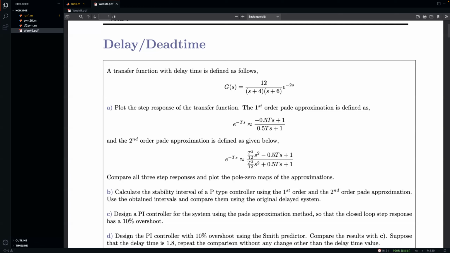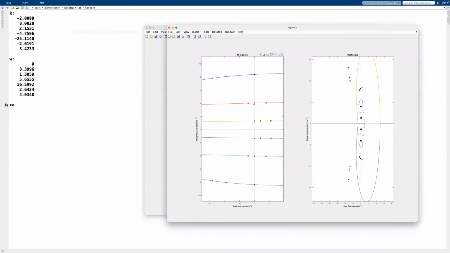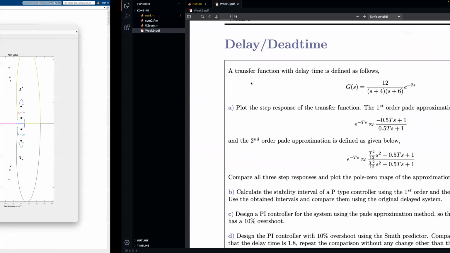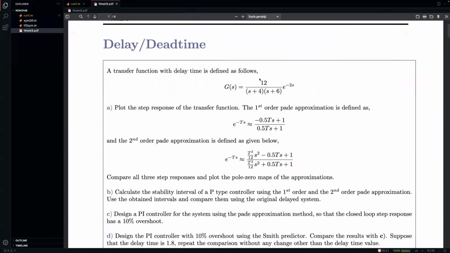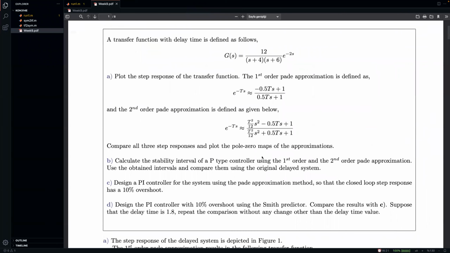So if you have a controller, if you have a stability interval, you should test that on the original system. For root locus plots, you can use the Padé approximation because you cannot plot the root locus of the actual system. Wherever you see something that is missing about the original system, you can just use the Padé approximation. That's okay. But if you are looking at the closed loop step response, that should be the original system. So, having made that important, crucial announcement, let's move on.